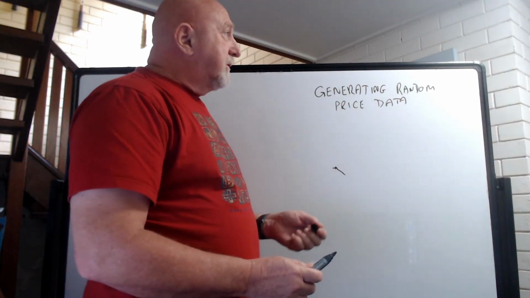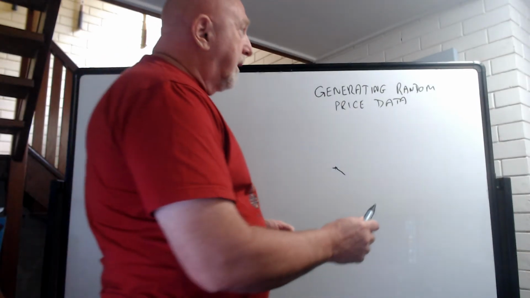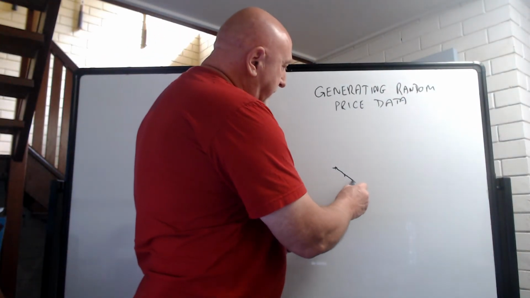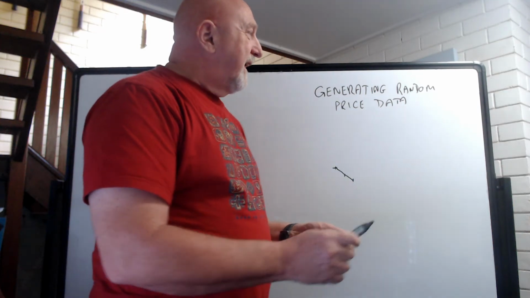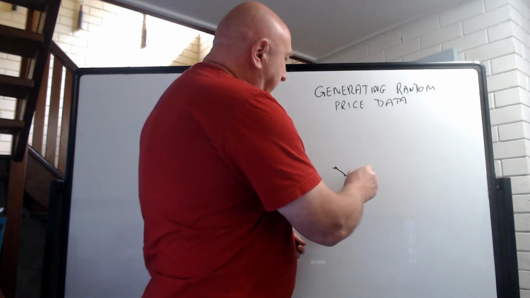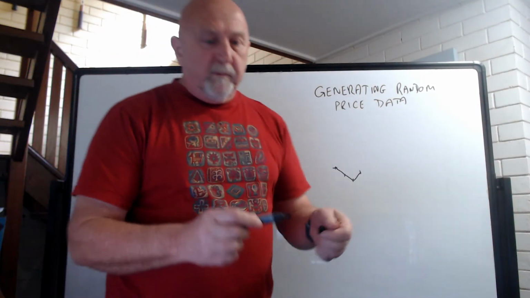So we get the next coin toss. Tails, mate. Tails again. So we've now moved down another section. Again. Heads, mate. So you get the idea. We're moving up and down randomly.